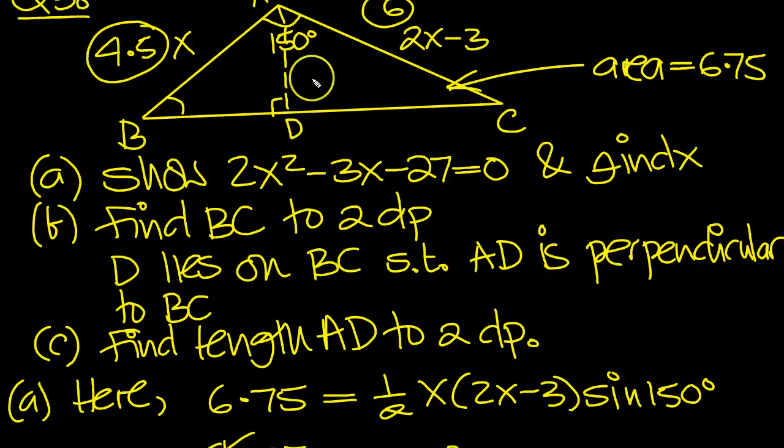D now lies on BC, so I've drawn it in here, such that AD is perpendicular to BC. Find the length of AD, find this length here, to 2dp. So we need this angle here, because we know x, and this side will be just x sine b, won't it? So if we use the sine rule, we should be able to get sine b here, shouldn't we? Because we've got this angle, this side now is 10.15 over the sine will equal this side 6 over the sine of b.